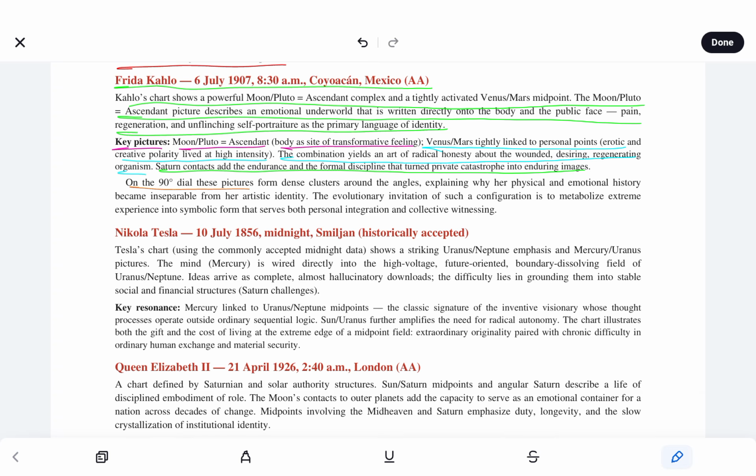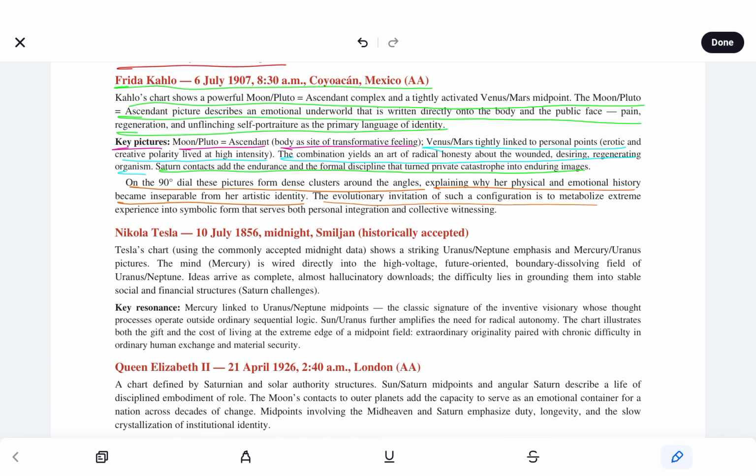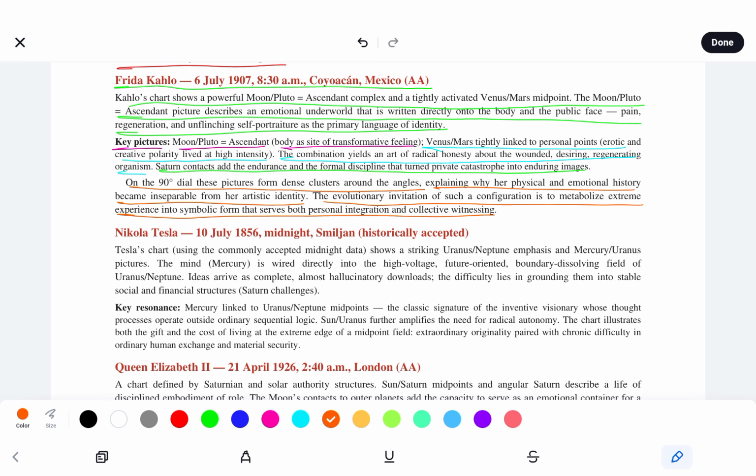On the 90-degree dial, these pictures form dense clusters around the angles, explaining why her physical and emotional history became inseparable from her artistic identity. The evolutionary invitation of such a configuration is to metabolize extreme experience into symbolic form that serves both personal integration and collective witnessing.